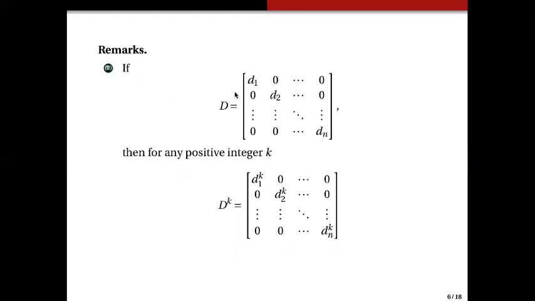Another remark: say we still have the diagonal matrix D with diagonal entries D1, D2 until Dn, not necessarily non-zero. Then for any positive integer k, the power D to the k is the diagonal matrix whose diagonal entries are just the kth power of the diagonal entries of the matrix D. So for the matrix D with diagonal entry D1, in the matrix D to the k, the diagonal entry is D1 to the k. For the second diagonal entry D2, the second entry of D to the k is D2 to the k, and so on until Dn to the k.